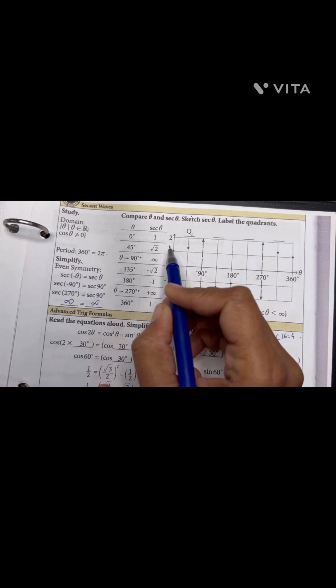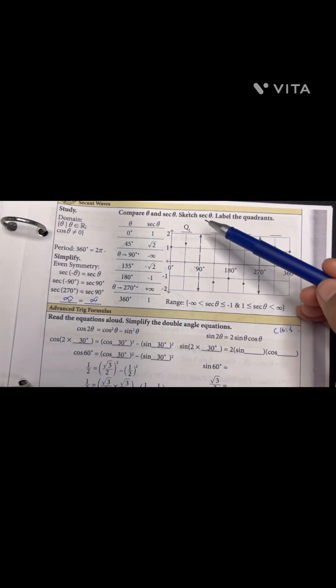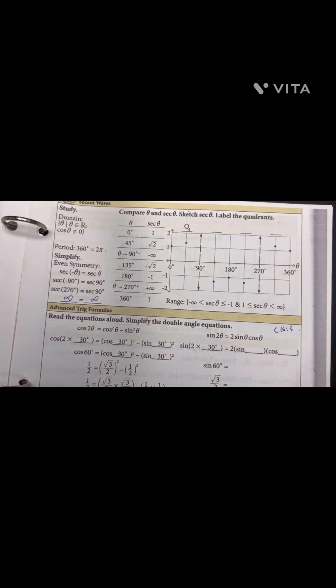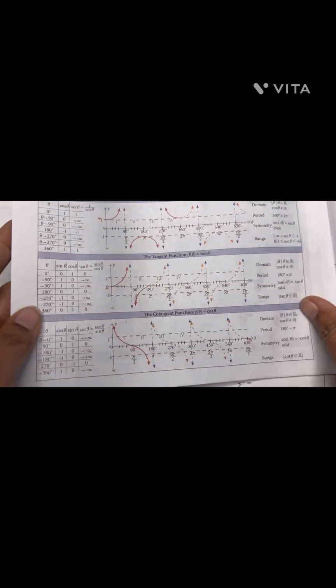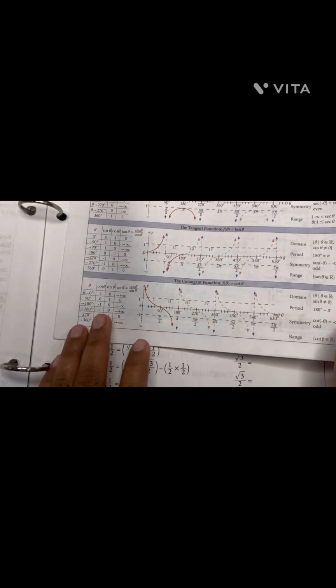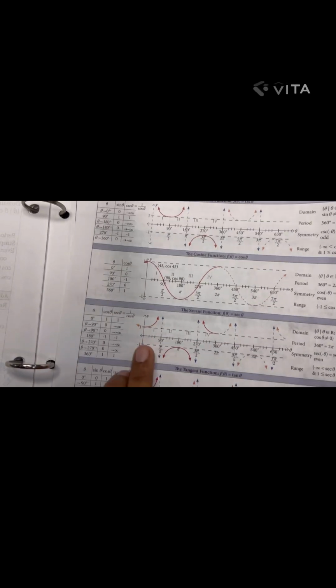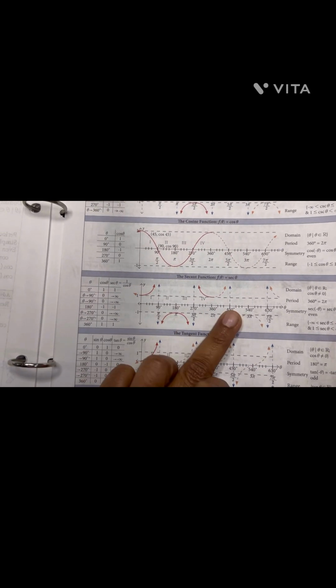Here they're asking us to compare theta and secant theta, sketch secant theta, and label the quadrants. If you have any doubts about sketching these wave functions, just go to your charts. It's on page 16.4. You will see here secant theta is over here, and you will see how it's sketched out over here.